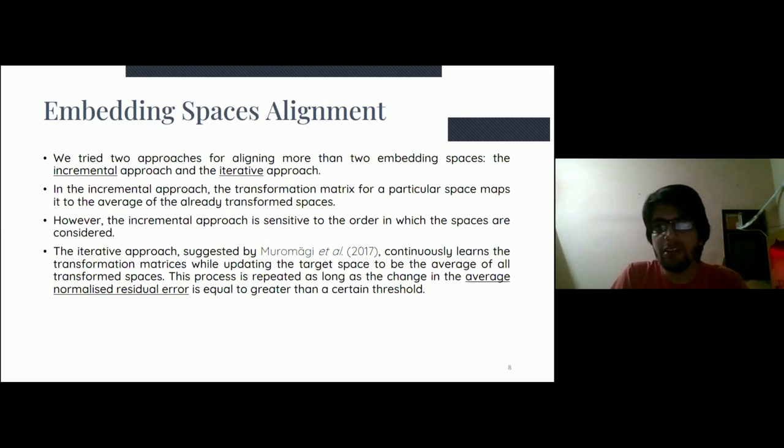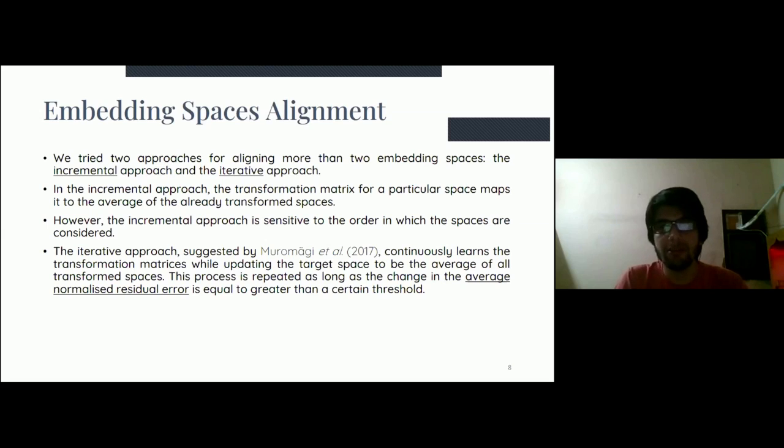I'd like to talk about the alignment step in detail because it is quite interesting. When we started with this work, we first came up with an incremental approach to align the word embedding spaces. The idea is that you start with a particular embedding space, you take another embedding space, the second one, and you align those two. That's quite straightforward. But then you take an average of those two embedding spaces, and the third one is aligned with the average of the first two embedding spaces.